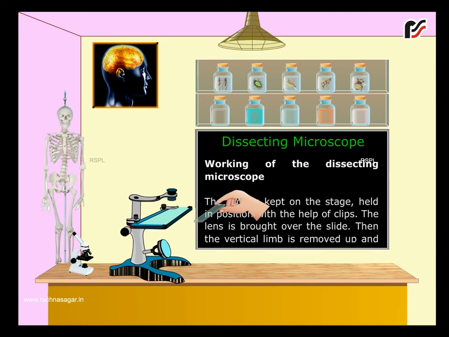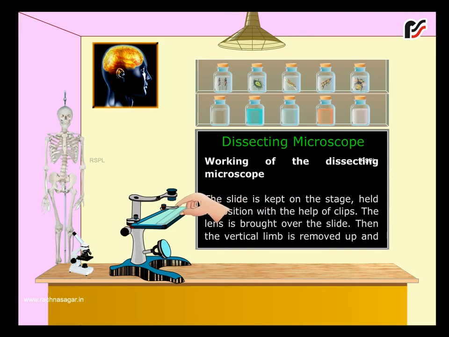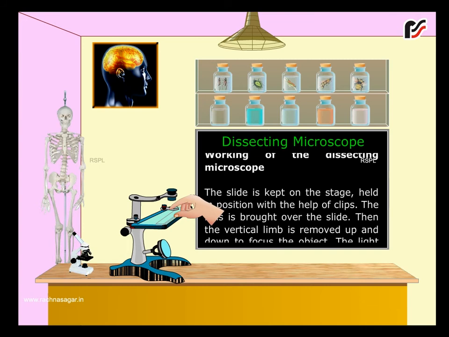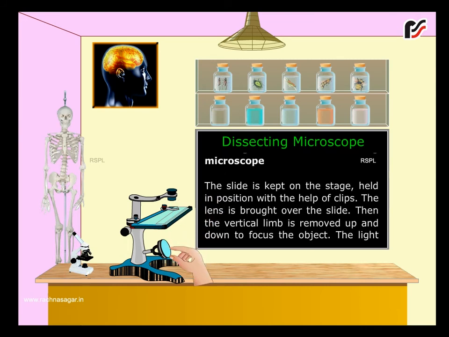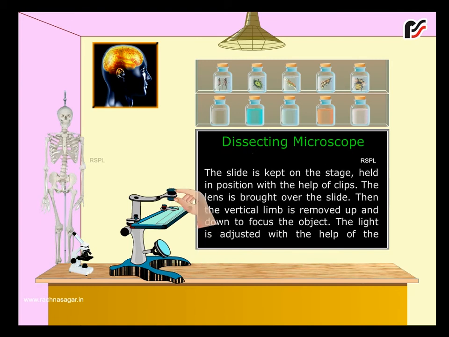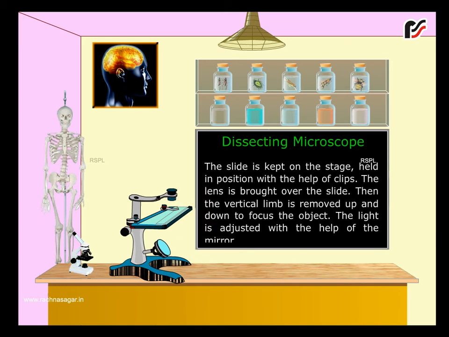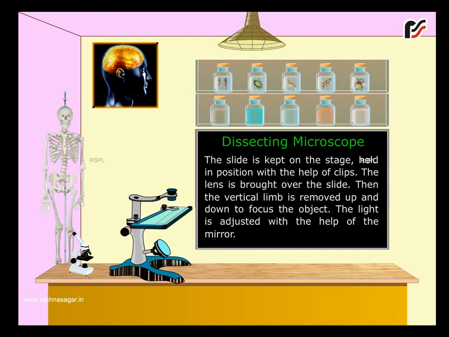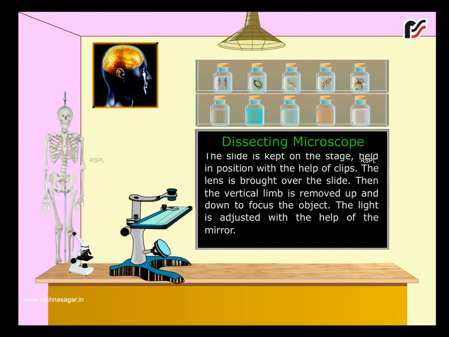Working of the dissecting microscope. The slide is kept on the stage, held in position with the help of clips. The lens is brought over the slide. Then, the vertical limb is moved up and down to focus the object. The light is adjusted with the help of a mirror.